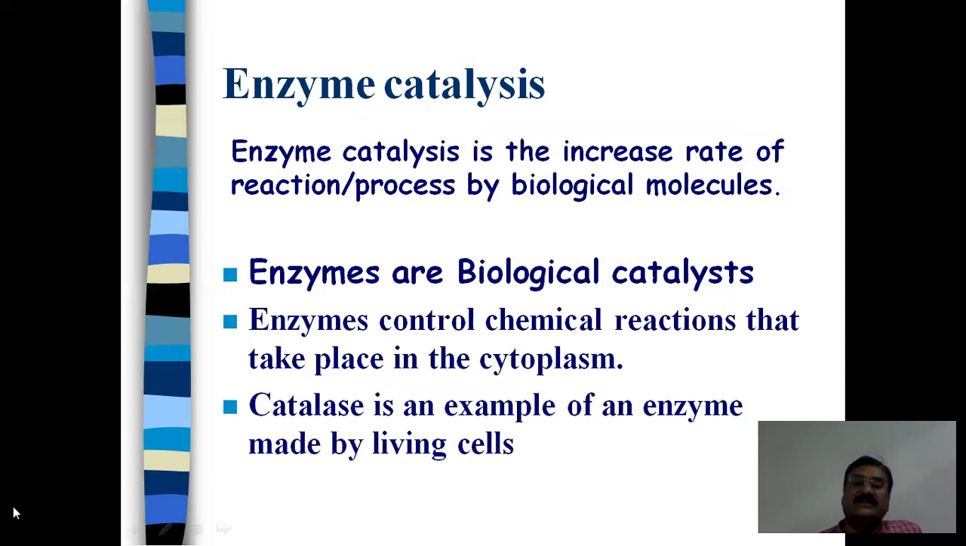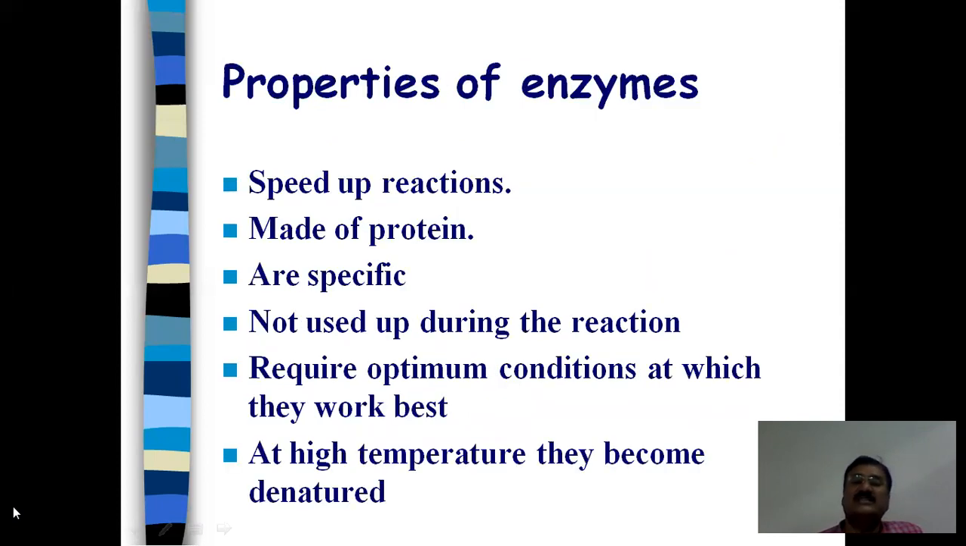Next one is enzyme catalysis. Enzyme catalysis is the increase in the rate of a reaction or process by biological molecules. Enzymes are biological catalysts. Enzymes control chemical reactions that take place in the cytoplasm. Catalase is an example of an enzyme made by living cells. These are some properties of enzymes. Enzymes speed up reactions. Enzymes are made up of proteins. They are specific in nature, not used up during reaction. They require optimum conditions at which they work best. At high temperature, they become denatured.